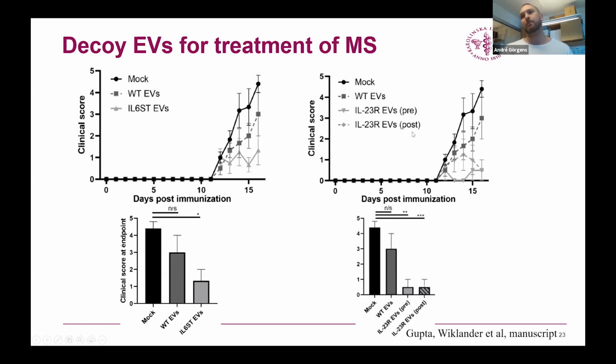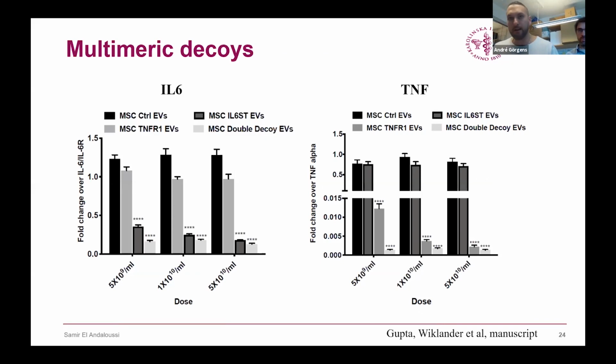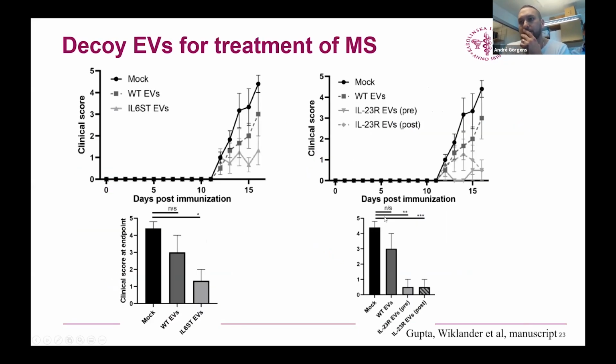And very similar on the right-hand side, in this case, we've expressed an alpha body against IL-23 receptor EVs, either pre-symptomatic or post-symptomatically, and then looked at the clinical score over time and at the end of the experiment. And you can also here see that the phenotype is rescued. And so this basically shows that these individual decoys do have inherent biology. We can suppress inflammation robustly in vivo.